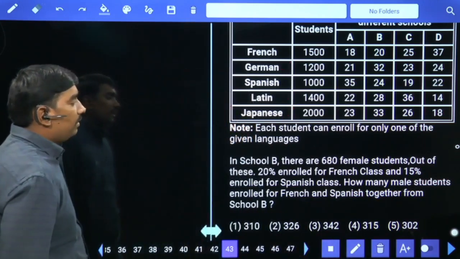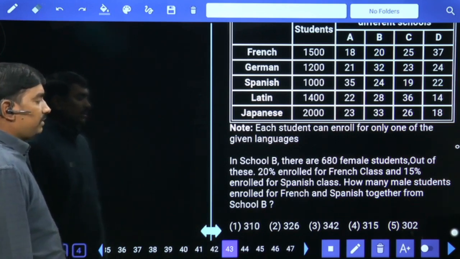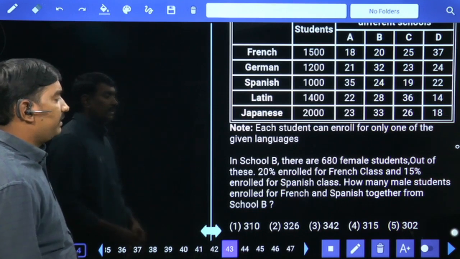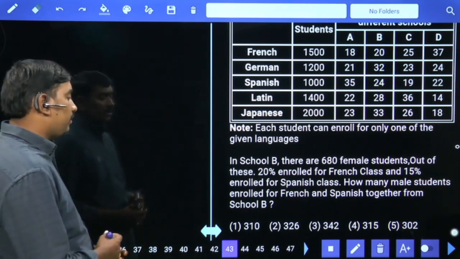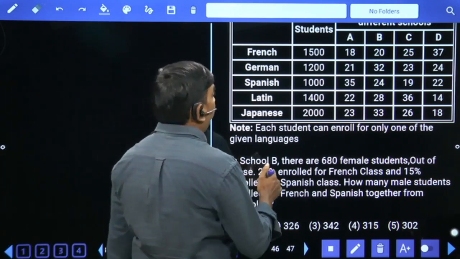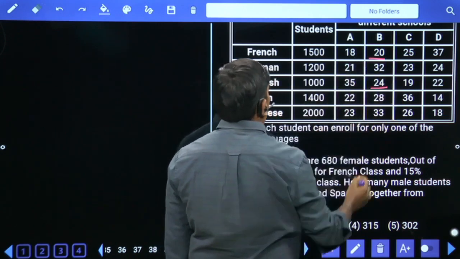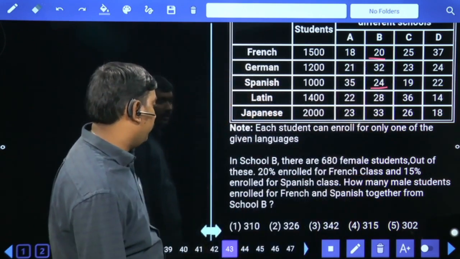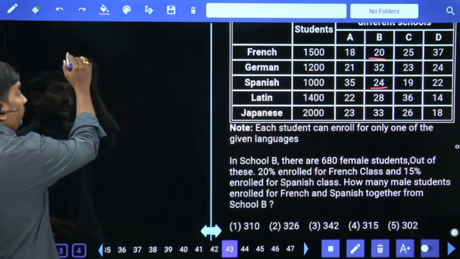In school B, there are 680 female students. Out of these, 20% enroll for French class, 15% enroll for Spanish class. How many male students for French and Spanish together from school B? School B, French, Spanish. 20% of 1500 means 300.